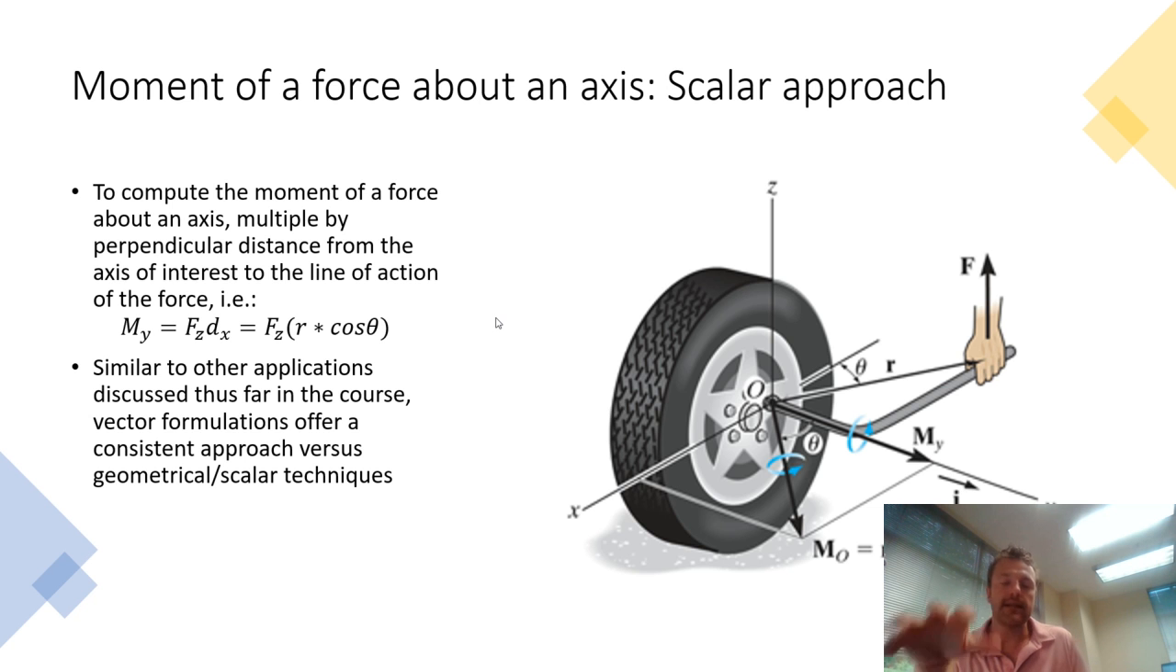So in this case, what the text is trying to show you is an example where you're trying to compute the moment about an axis of interest, which in this case is the y-axis, because it's aligned with that nut that you're trying to loosen by applying a force to your tool. If you happen to know the perpendicular distance from your axis to the line of action of the force, which we would here, that's just going to be the length of our wrench, we can compute the moment of the force about that axis by taking that perpendicular distance and multiplying by the perpendicular component of the force.